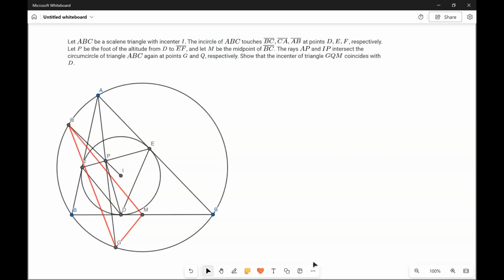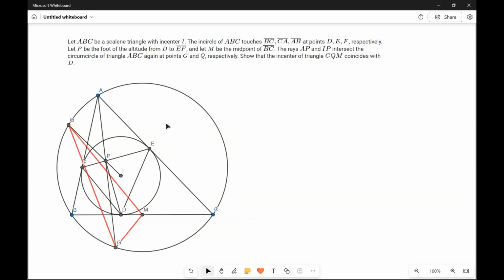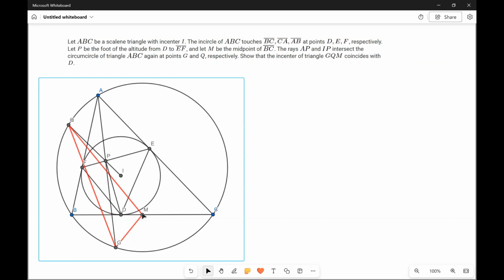Let ABC be a scaling triangle with incenter I. The incircle of ABC touches BC, CA, and AB at points D, E, and F, respectively. Let P be the foot of the altitude from D to EF, and let M be the midpoint of BC. The rays AP and IP intersect the circumcircle of triangle ABC at points G and Q, respectively. Show that the incenter of triangle GQM coincides with D here.